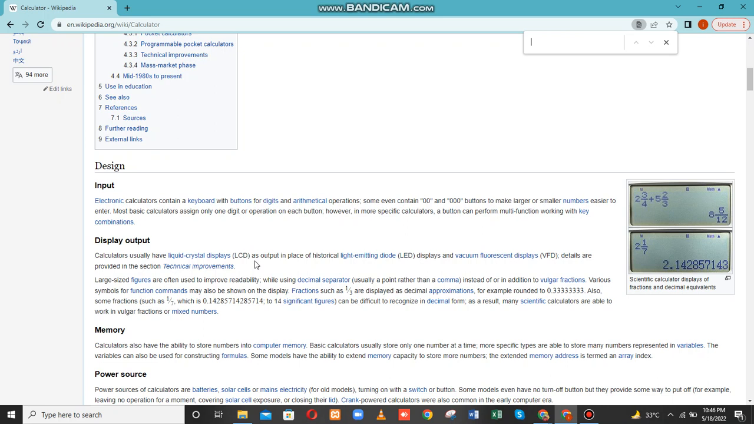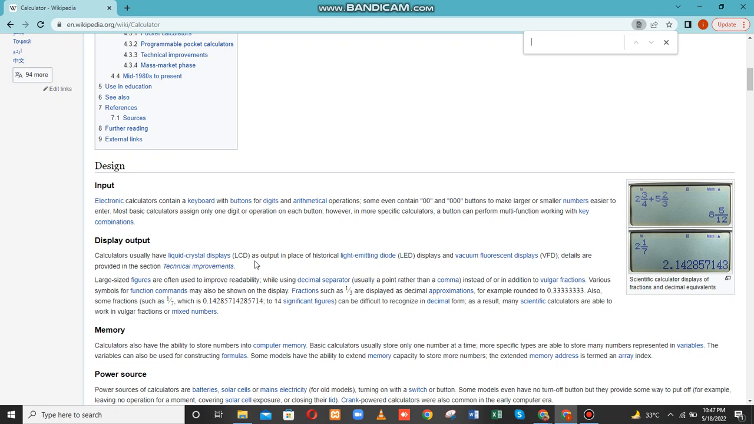Display output: calculators usually have liquid crystal displays as output in place of historical light emitting diode displays and vacuum fluorescent displays. Details are provided in the sections. Large size figures are often used to improve readability while using decimal separators instead of or in addition to vulgar fractions. Various symbols for function commands may also be shown on the display.